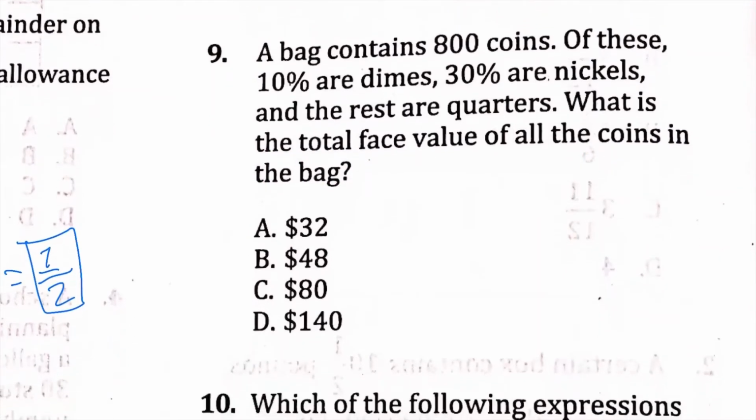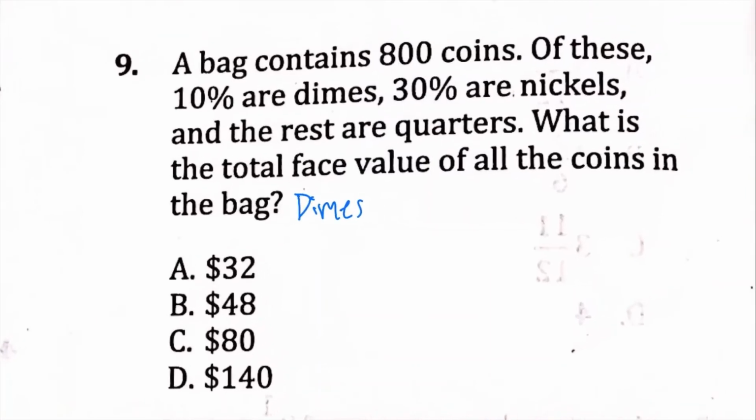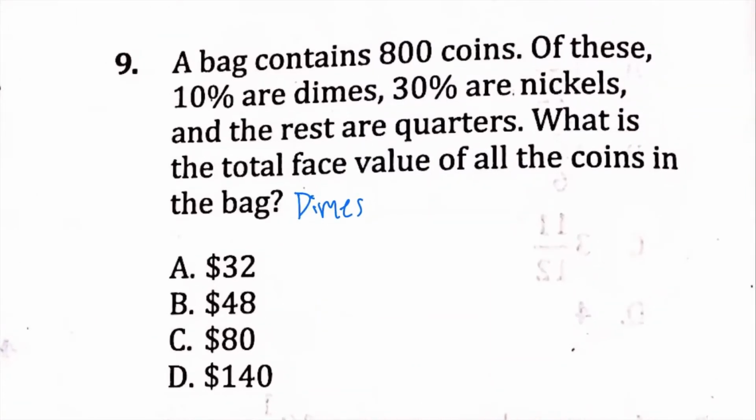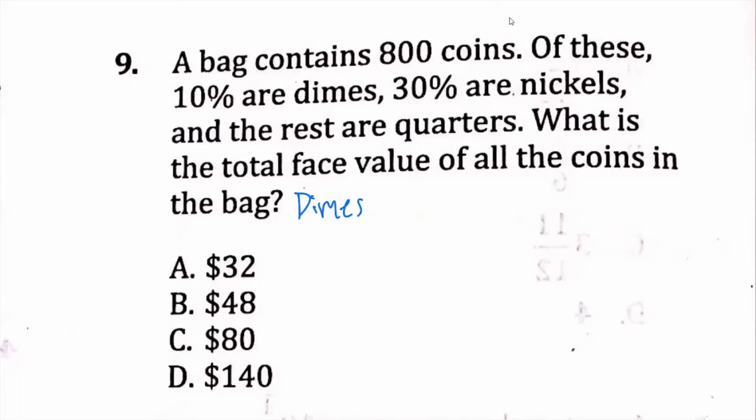So this is how you set it up, right? We have dimes. We know that 10% of 800 is dimes, which is just 80 coins. So I'm just going to break it down, right? Again, there are millions of ways to skin a cat.